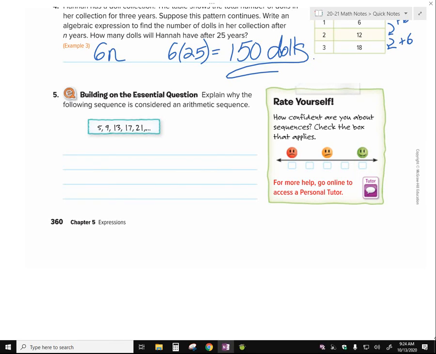Last question. Building the essential question. Explain why the following sequence is considered an arithmetic sequence.